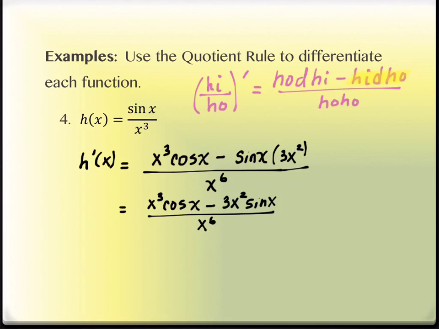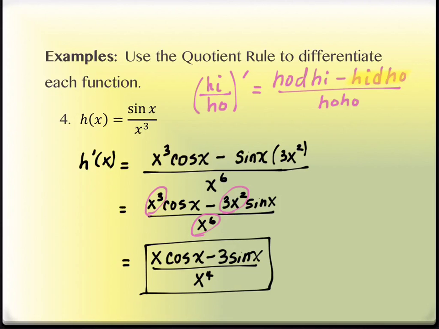Now what? We can reduce, right? They all have x's in them, yeah? Here's an x cubed, a 3x squared, and x to the 6th. So how many of these divide out? X squared. So I'm left with x cosine of x minus 3 sine of x over x to the 4th. Okay.